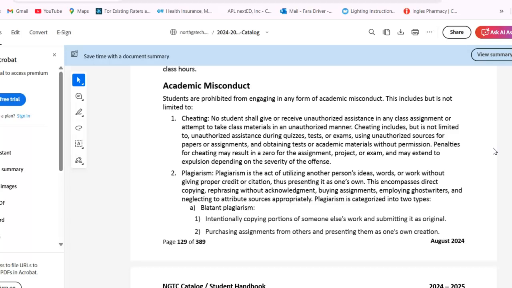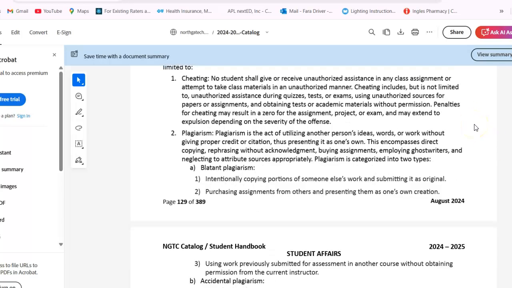So please, please don't do that. That's a literal zero the first time, and then it is a trip down to the academic dishonesty department the second time. The next part is plagiarism, which I want to be sure we're all very clear on what that is.